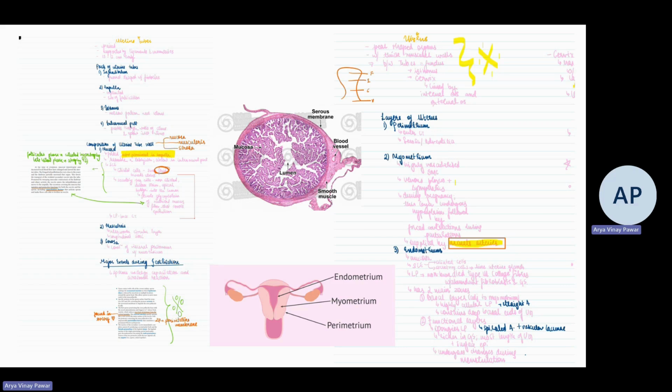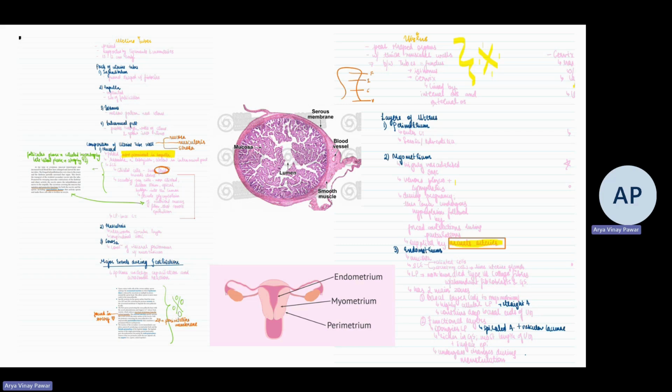A uterine tube actually has four main parts. The most external part, which is very close to the ovary, is known as the infundibulum. It is funnel shaped, with finger-like projections known as fimbriae that facilitate the movement of the ovum. The next part, as we move around it, is the ampulla.